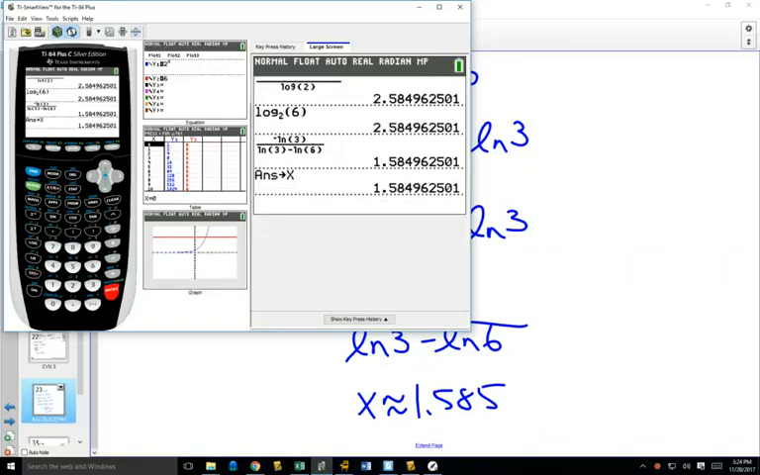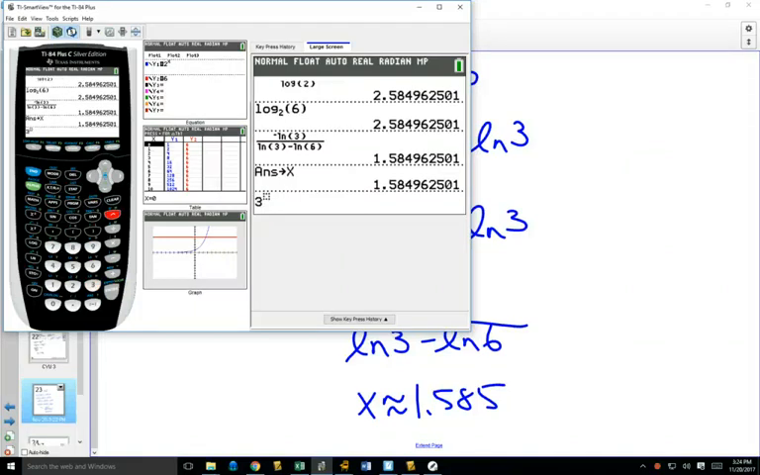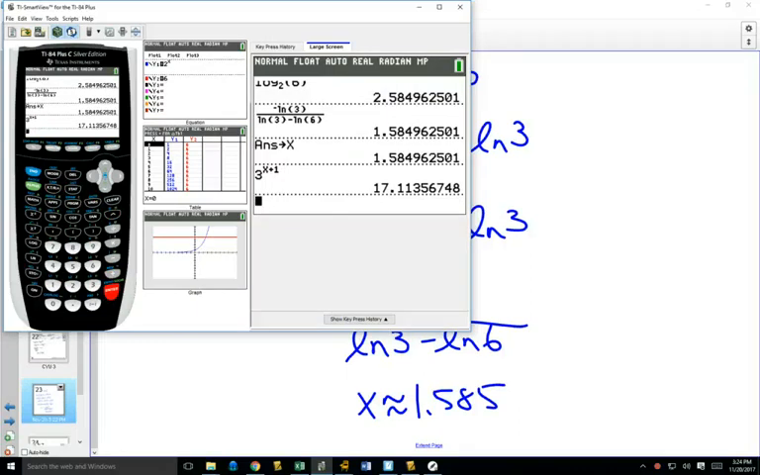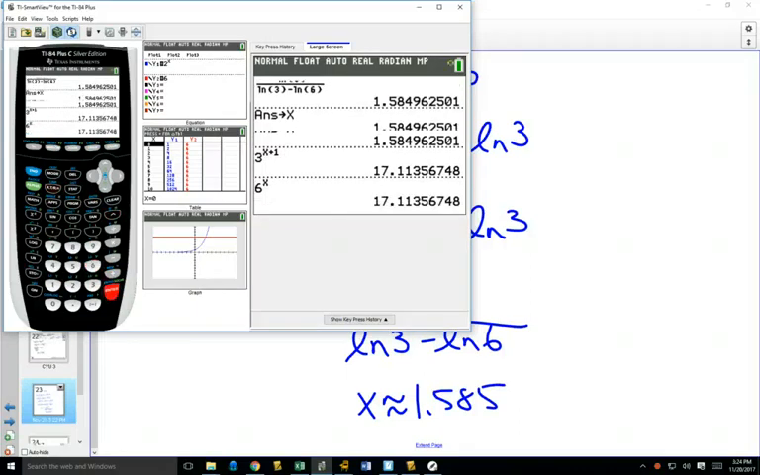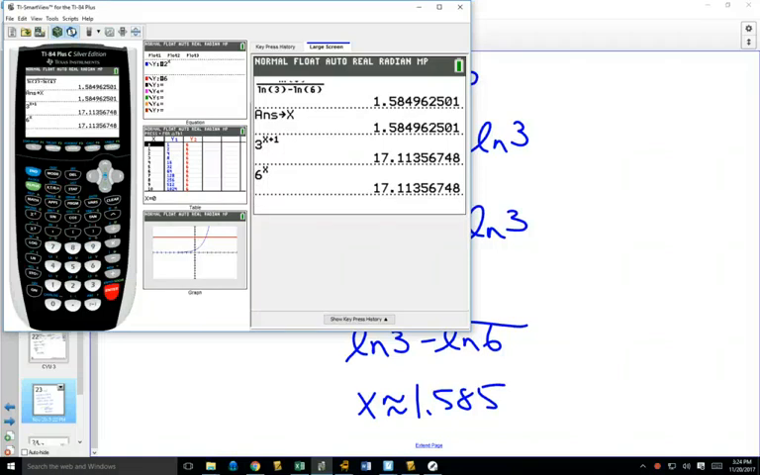And this is where the store button really becomes important, because we had on one side 3 to the x plus 1. On the other side, we had 6 to the x. Are they the same number? Yes. So we know that we're right.